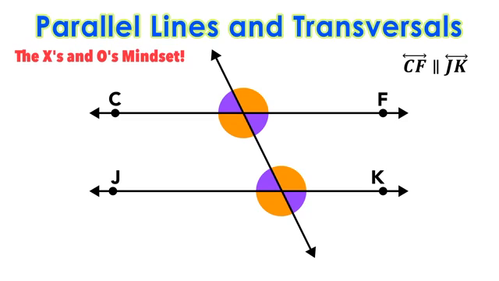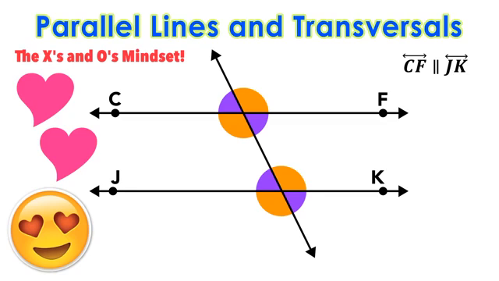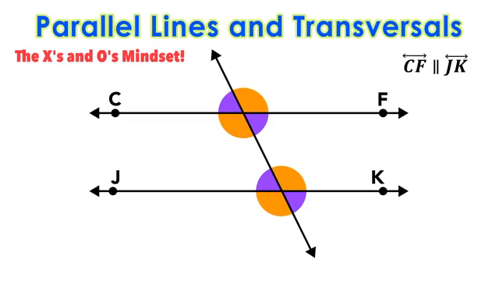Now, since we are all about visual learning here at Mashup Math, I want to share with you guys something that I call the X's and O's mindset. This is a helpful little technique for you to better understand the relationship between the angles in any situation involving parallel lines cut by a transversal.